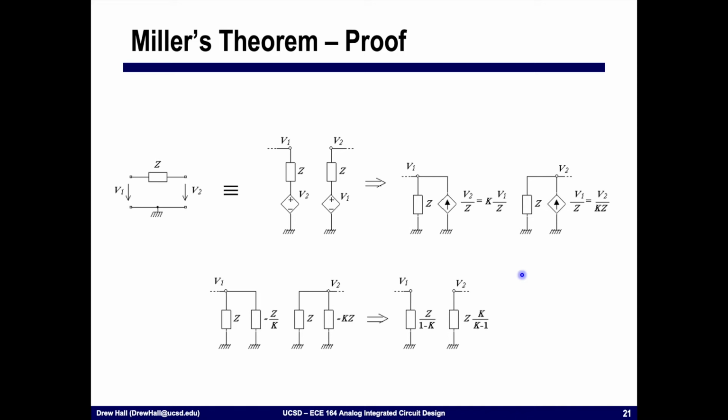The easiest way to prove Miller's theorem is to mathematically show that if I had this particular circuit where Z was in feedback and I had V1 and V2, you can show that it's equivalent to this network. Okay, and so what I've done here is I simply took V1, I connected Z, and I now have a voltage dependent voltage source where this voltage is equal to V2. On the opposite side, on the output, I have Z, and I have a voltage dependent voltage source that is equal to V1. Okay?